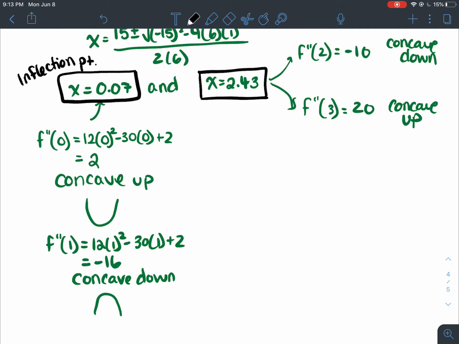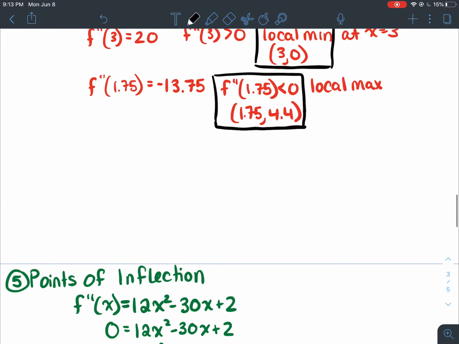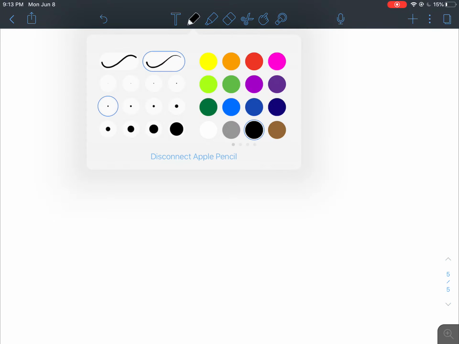Oh my gosh, we're almost done. We have basically everything we need to know. But the one other thing that you might find handy, step 6, I called it intervals of increase and decrease, and also concavity. I'll just do this in purple. What are we on? Step 6.